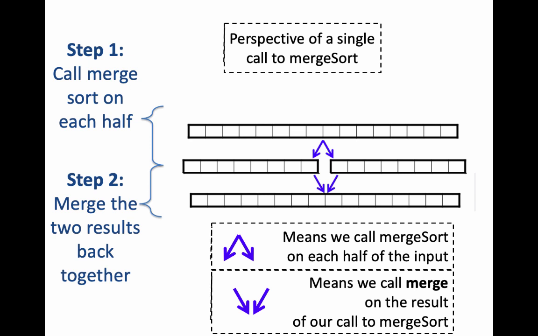And again, I think this perspective of a single call to MergeSort is super important. So we call MergeSort on each half, and then we merge the 2 resulting lists back together. So from within a single call to MergeSort, that's what we see: 2 calls to MergeSort and then a call to merge.